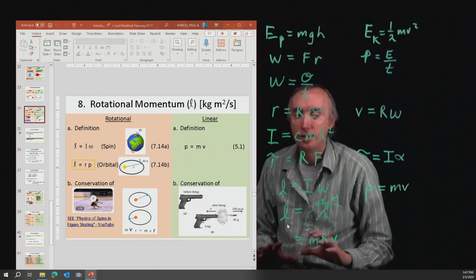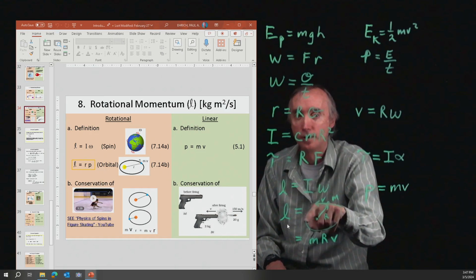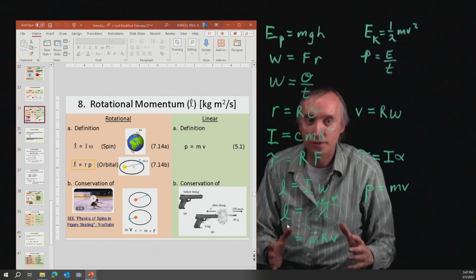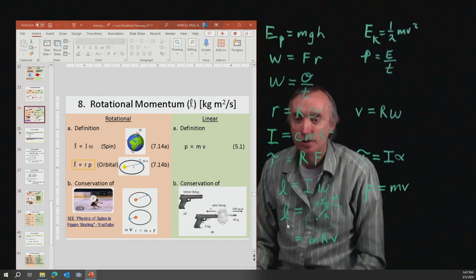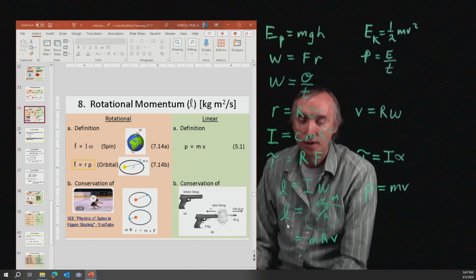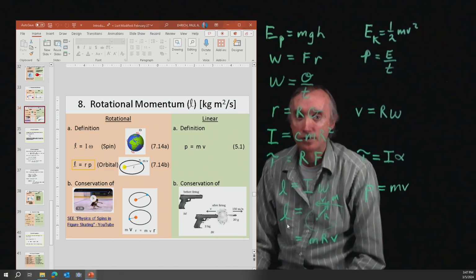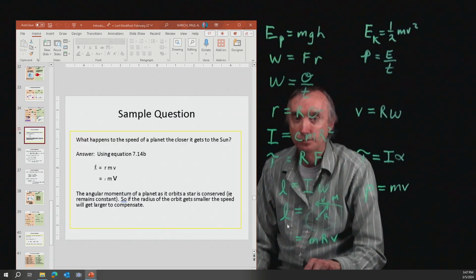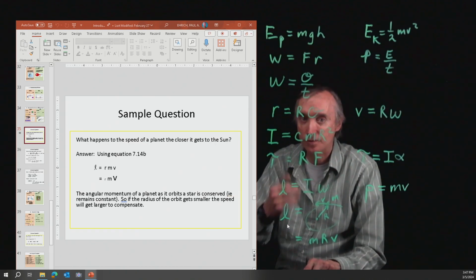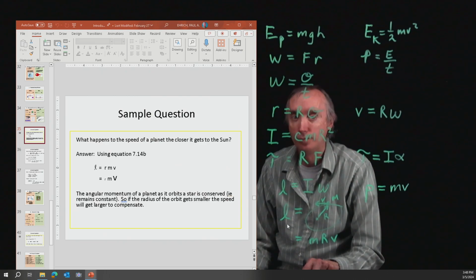So you're not going to be taking any numbers and putting them into these formulas. I'm going to give you the formulas on the very first page of the exam. All you have to know is what the letters are, and then how to use the formula in order to solve the question. So here's a sample question that might be on the exam about angular momentum.